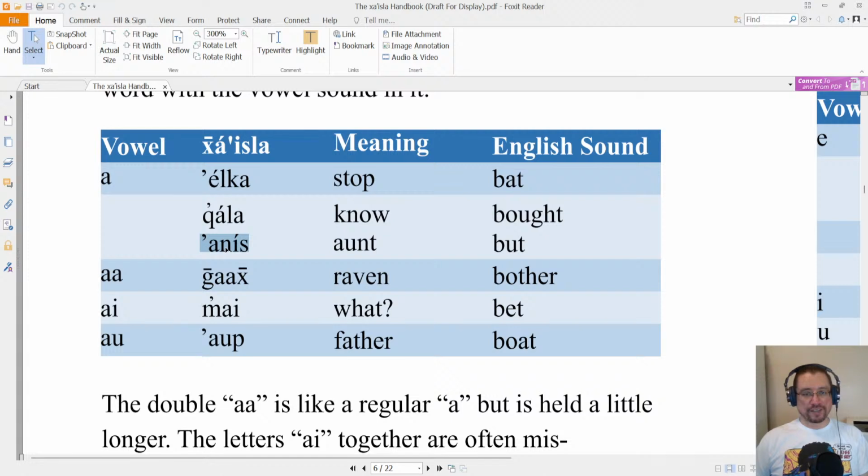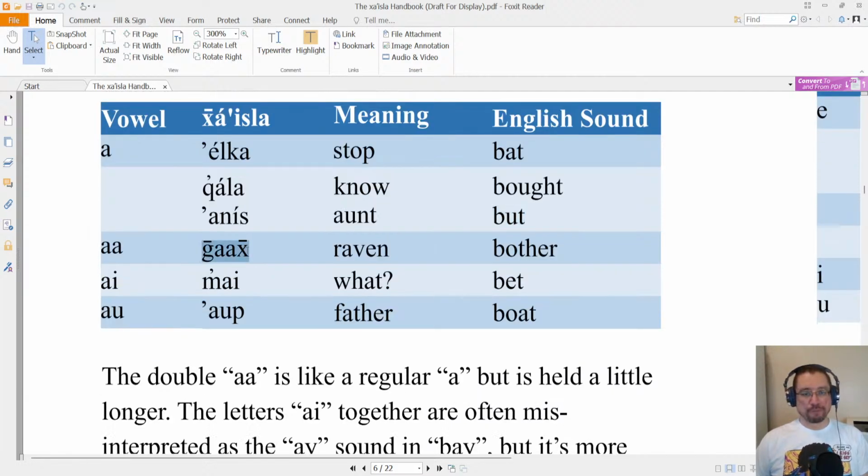And the next example is anis. So this A sounds like ah. Anis means ant, and this A sounds like the English word but. Alkia sounds like bat. K'ala, the first A sounds like bot. Anis, the A sounds like but.